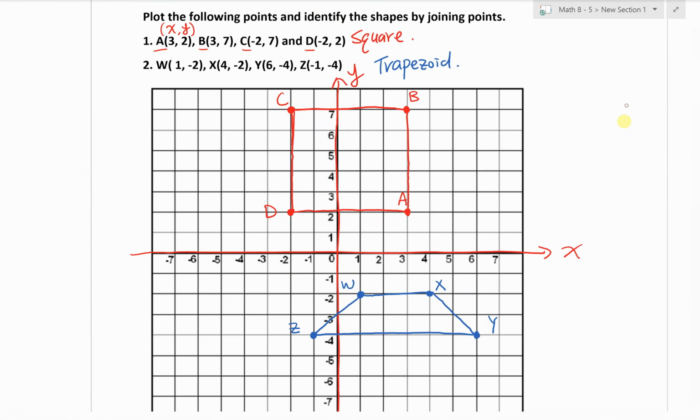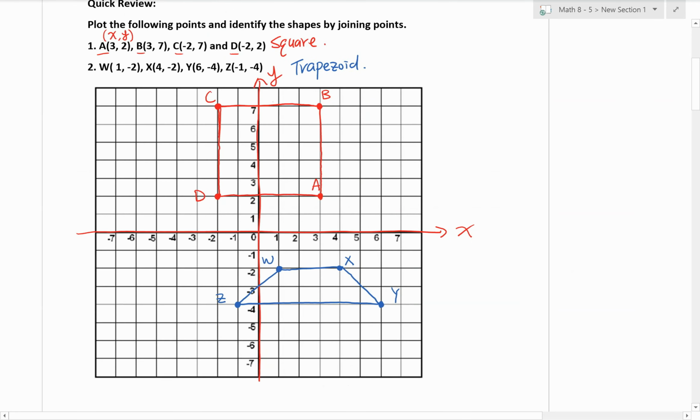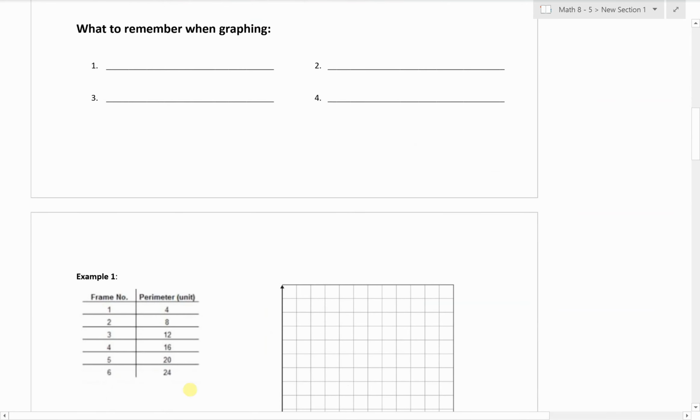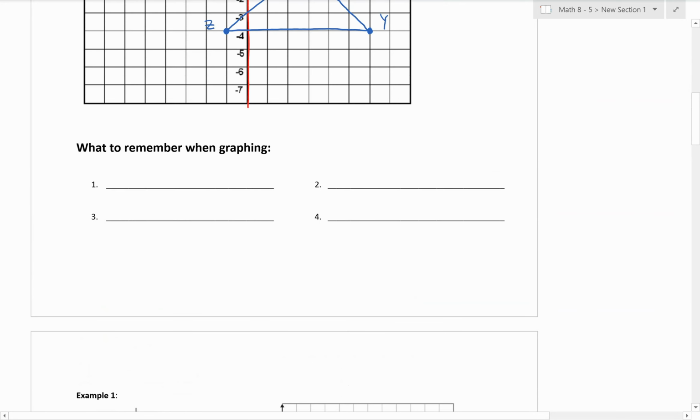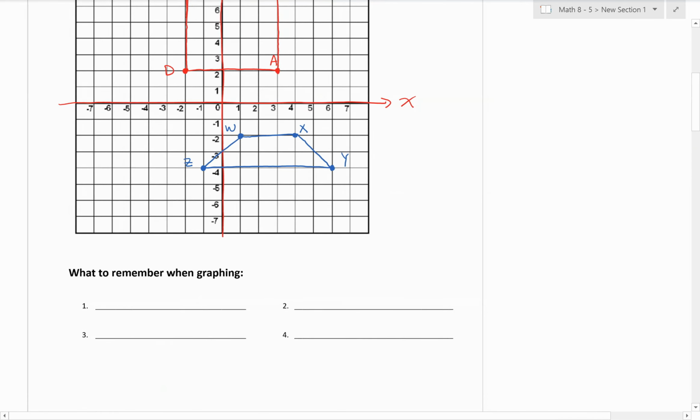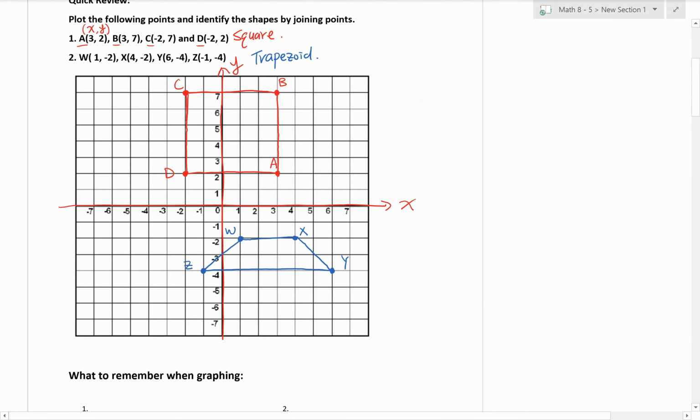Okay, now these are simply just points. On the next page, we are actually going to look at the table of values. So this is what we call the table. This is what we call the table of values. And we're going to plot these points on a grid. Okay, now here are a few things that we need to keep in mind when we graph. Okay, so first, in this case, there is no context to these points. So we didn't really need to do this.